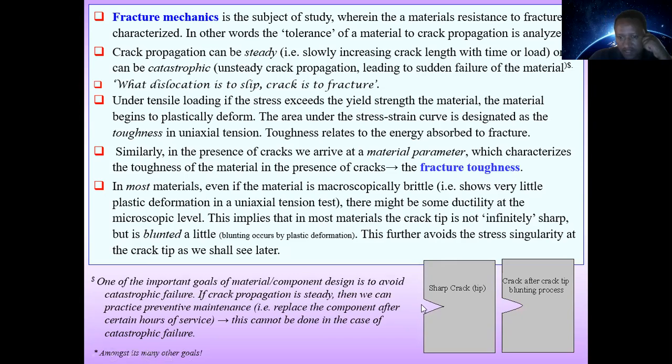So here we can see a sharp crack tip. Here there is no blunting of the crack, and this is a blunting process. So these sharp corners are considered as stress risers. Okay. So one of the important goals of material or component design is to avoid catastrophic failure.